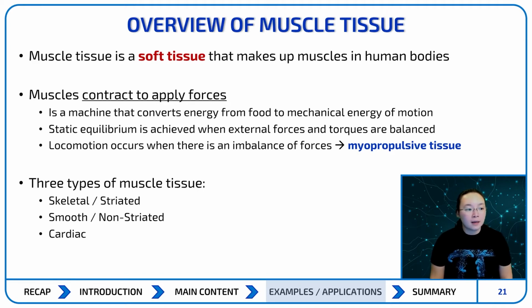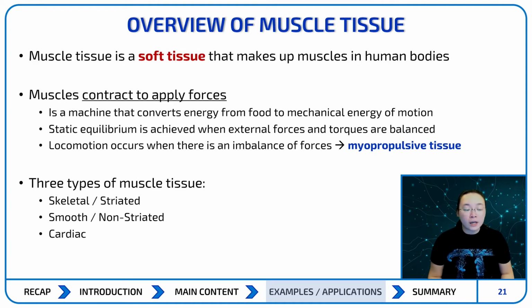So in that respect, when we take a look at muscle contraction and static equilibrium, we're only looking at what happens when the forces and torques are balanced. If they're actually imbalanced, we consider biodynamics, and that's locomotion. And at that point, we call muscle tissue myopropulsive tissue because that's the tissue that's going to help your body move versus help your body stay still.